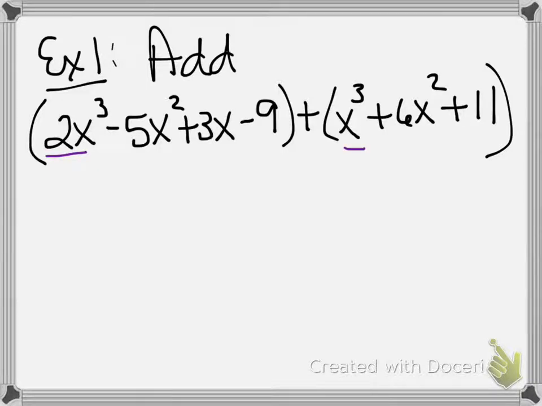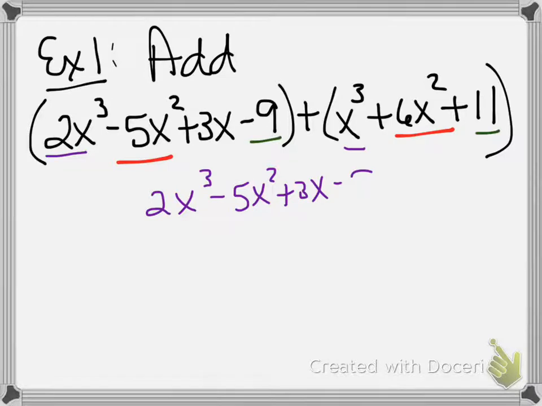2x cubed would go with 1x cubed. Negative 5x squared would go with 6x squared. 3x doesn't go with anything, and negative 9 would go with 11. But I do want to show you, it's sometimes very helpful to rewrite your problem so that you're lining up the corresponding parts. So I have 2x cubed minus 5x squared plus 3x minus 9, and then I'm going to add to that x cubed plus 6x squared plus 11.